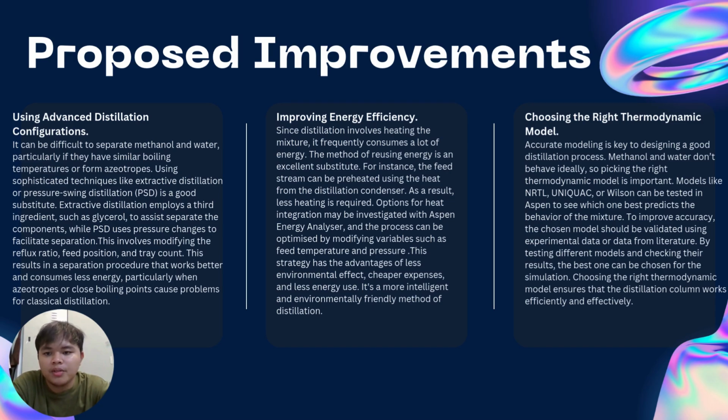Extractive distillation employs a third ingredient such as glycerol to help separate the components, while PSD uses pressure changes to facilitate separation. This involves modifying the reflux ratio, feed position, and tray count. This results in a separation procedure that works better and consumes less energy, particularly when azeotropes or close boiling points cause problems for classical distillation.